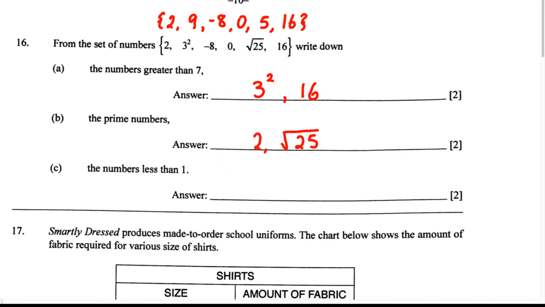All right, now part C says the numbers less than 1. So to find this, we're just going to look back at our set of numbers, and we know anytime a number is less than 1, it's either going to be 0 or negative numbers. So if we look at this list, we can see we have a negative number, which is negative 8. So we can write negative 8, and we have 0. Therefore, these two numbers are going to be the numbers that are less than 1 in this set of numbers.